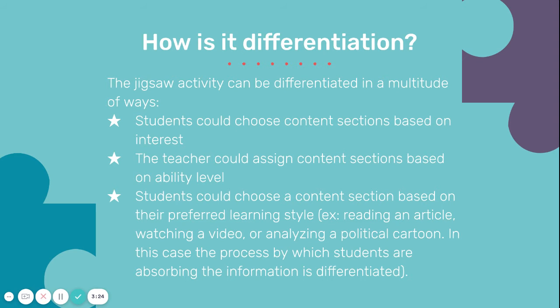So it can be differentiated in a bunch of different ways. So students could choose content sections based on their interest, or the teacher could assign sections based on ability level. And another example I put is students could choose a content section based on their preferred learning style. So either reading an article, watching a video, or analyzing a political cartoon would be like the way they're getting their information. So that would be differentiating the process of how students are absorbing information.